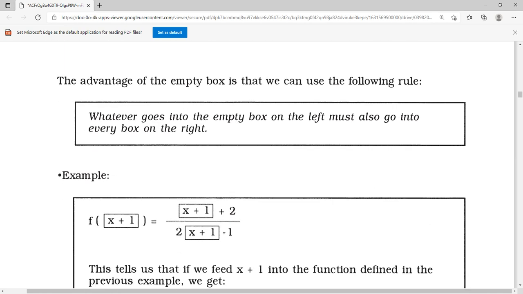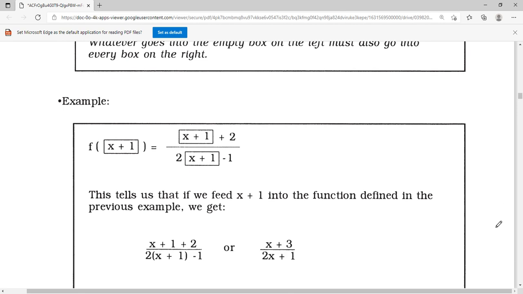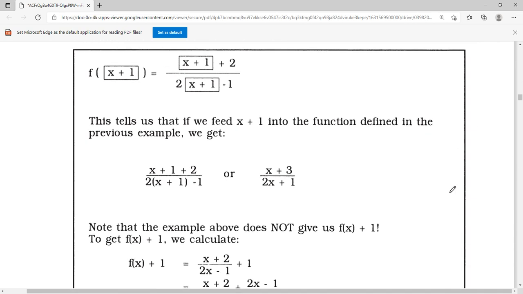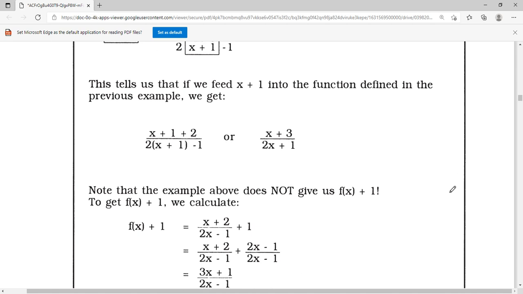The advantage of the empty box is that we can use the following rule. Whatever goes in the empty box on the left must go into every empty box on the right. Basically, whatever you replace x with goes into every box, right? So if we wanted to find f of x plus 1, every time there's an empty box, we're going to put x plus 1. This tells us that if we feed x plus 1 into the function defined in the previous example, we get that, and then we would just simplify.